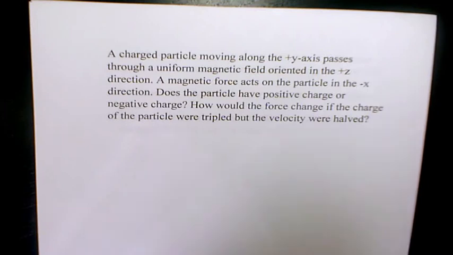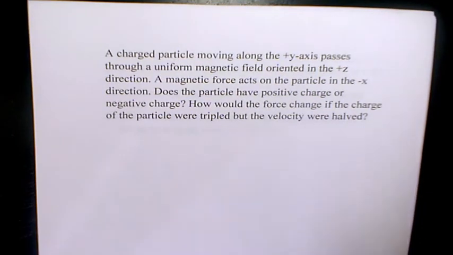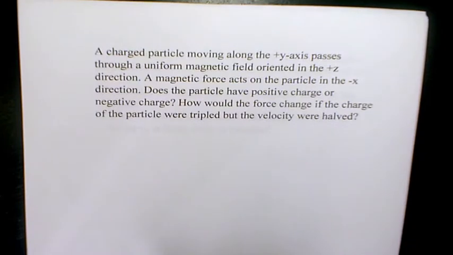Next example, it says a charged particle moving along the y-axis passes through a uniform magnetic field oriented in the z direction. Magnetic force acts on the particle in the negative x direction. Does the particle have positive or negative charge? How would the force change if the charge of the particle were tripled but the velocity were halved?